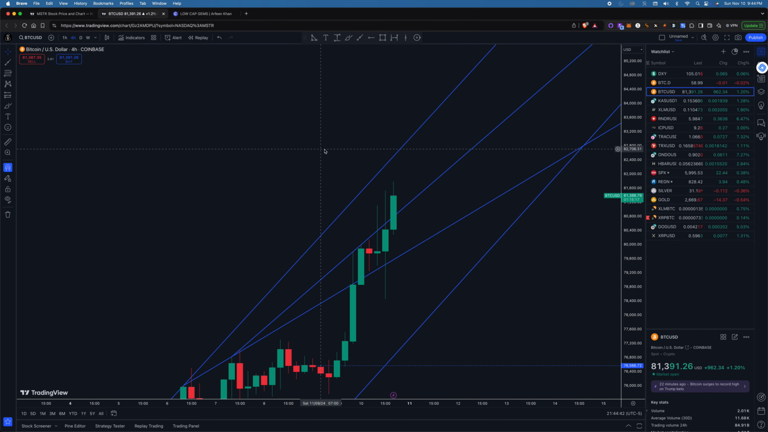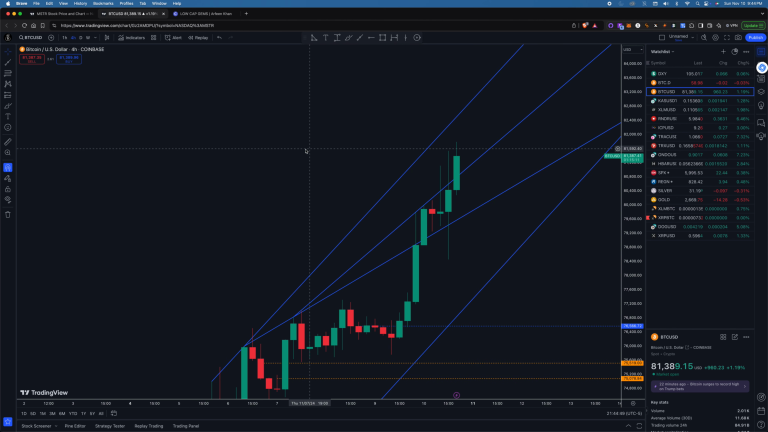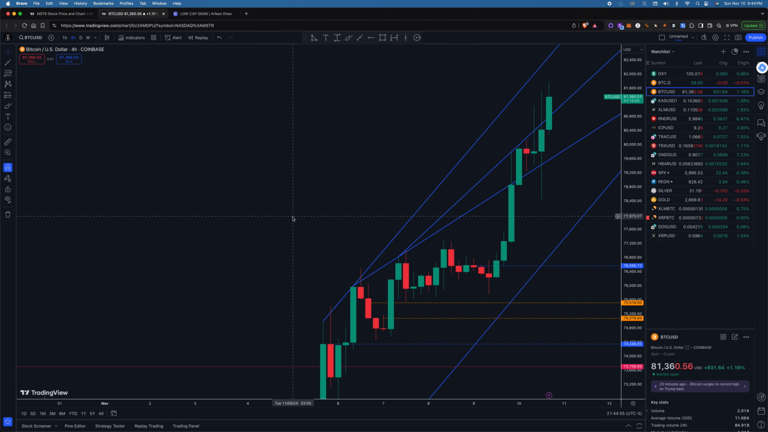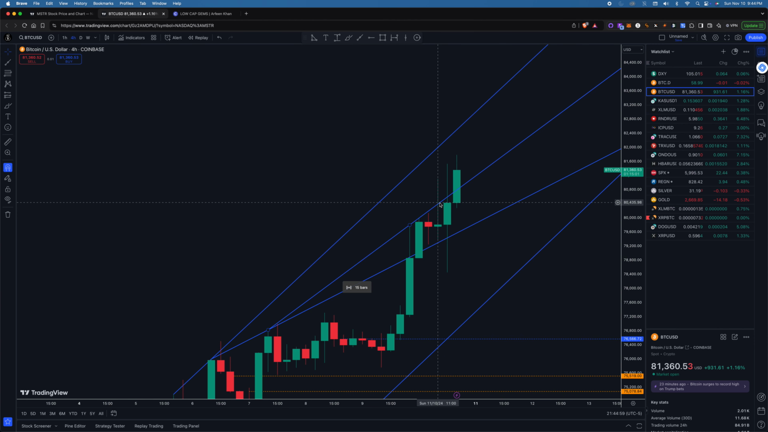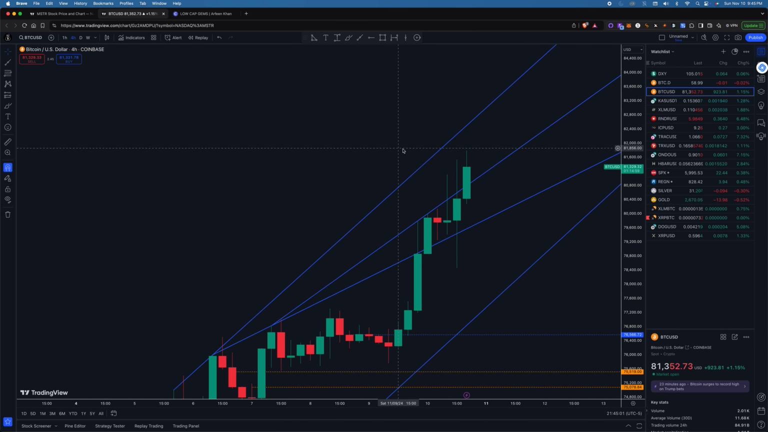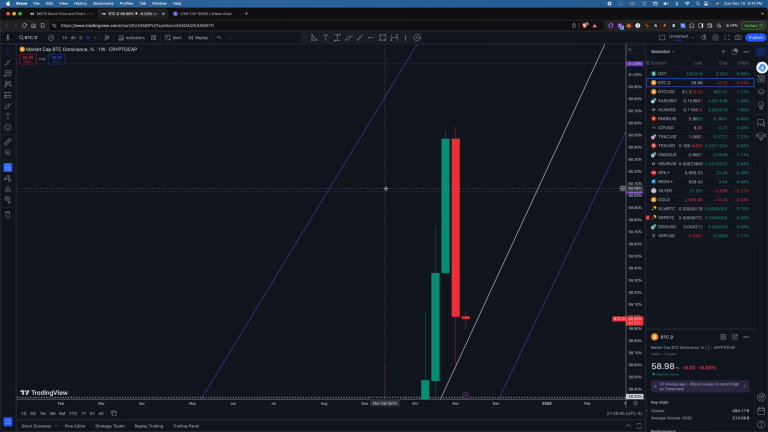And I probably don't think it will until it hits the 90, 100K range, honestly, until people start talking about it at the dinner table, hearing it from random people. But anyways, that's pretty much it for Bitcoin TA wise. So let's look at the dominance chart and see what that's looking like.